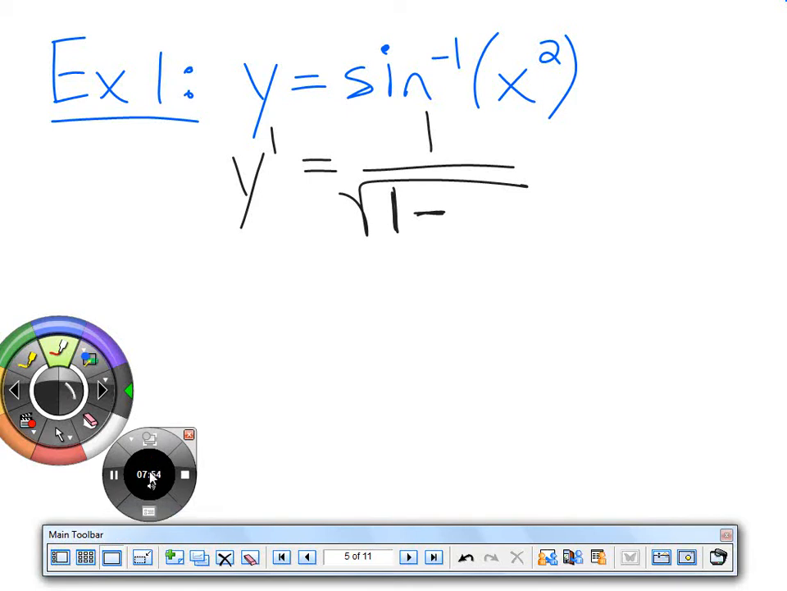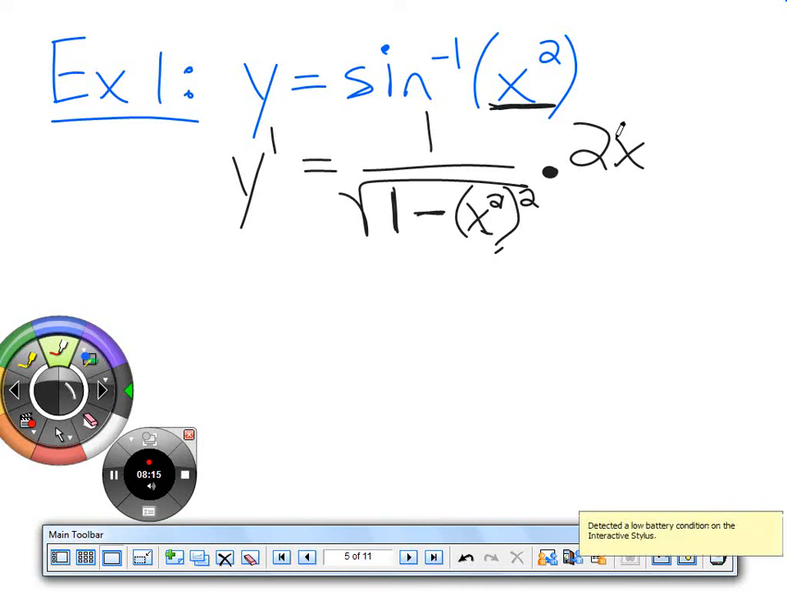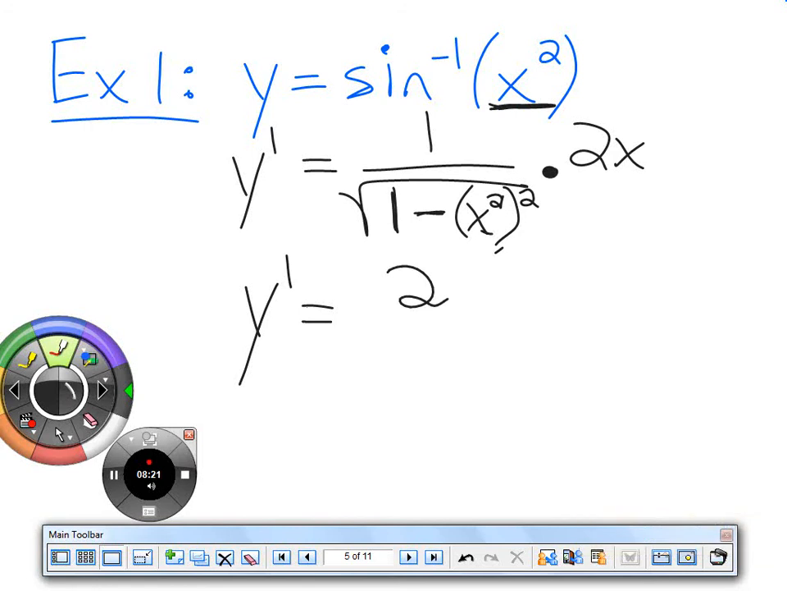All right, thank you. So we take whatever's in this spot, so that's x squared, and we square it. According to the formula, we put it in that spot and then we square it. Then we always have to multiply by the derivative of this function, and the derivative of that function is 2x, so that's what we write. And if you wanted to simplify it a little bit more, you could say y prime equals 2x, and then on the bottom it would be the square root of 1 minus x to the 4th. Okay, so there's that one.